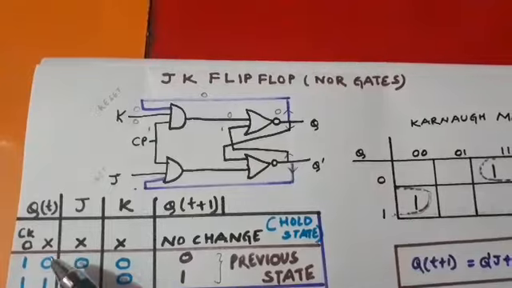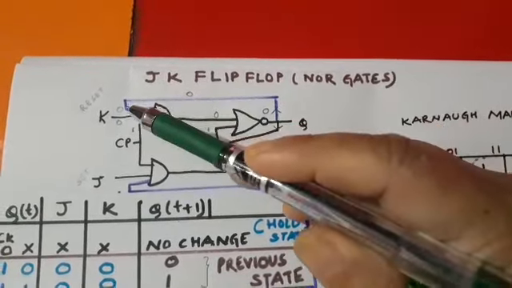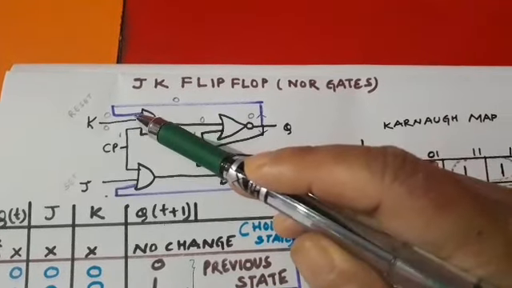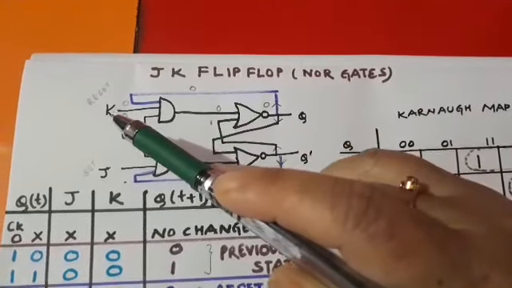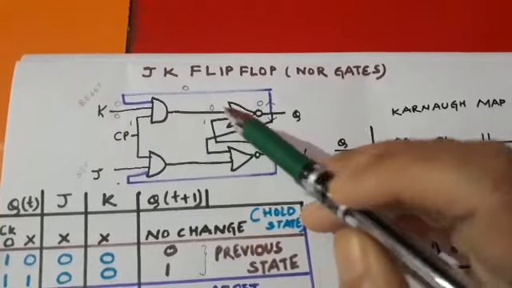Okay, so we've seen Q is 0, previous value of Q is 0. So here, from this line, 0 value is coming. And we know that if any input is 0 in an AND gate, the output will be 0. So here 0 is coming. We can verify also. K is 0 and clock pulse is 1. So 0, 0, 1 gives us 0.